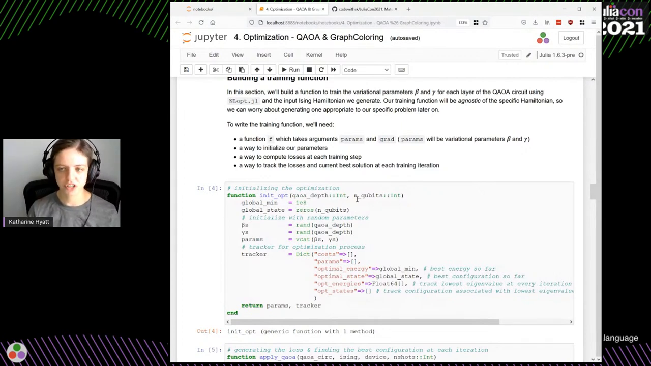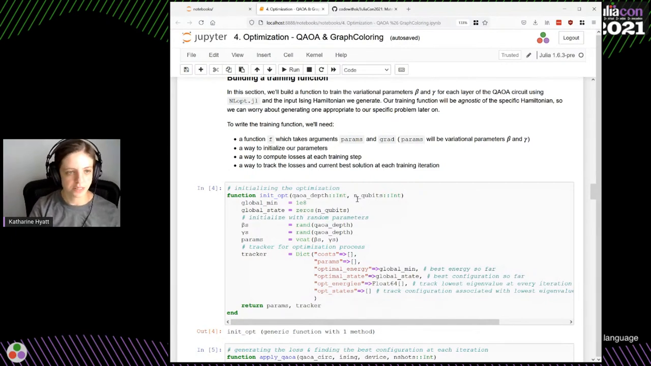So to write the training function, we're going to need several components. NLopt.jl takes an objective function f, which takes several arguments, params and grad. Params, you can guess, is the list of parameters we would like to train. And grad, in this case, we don't need. It's the gradient. For other optimization algorithms that we're not going to cover today, that might be relevant. But for now, we'll take the argument grad and not do anything with it.